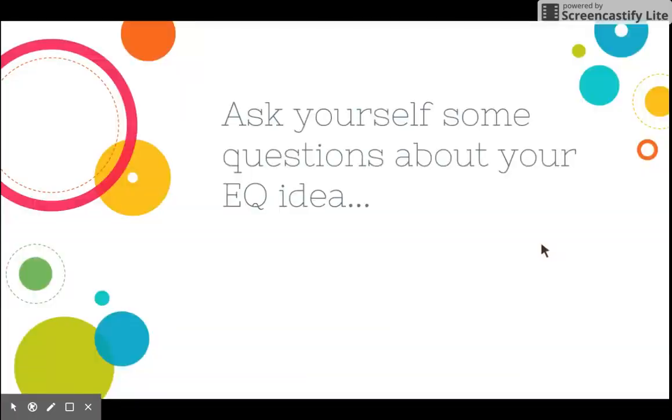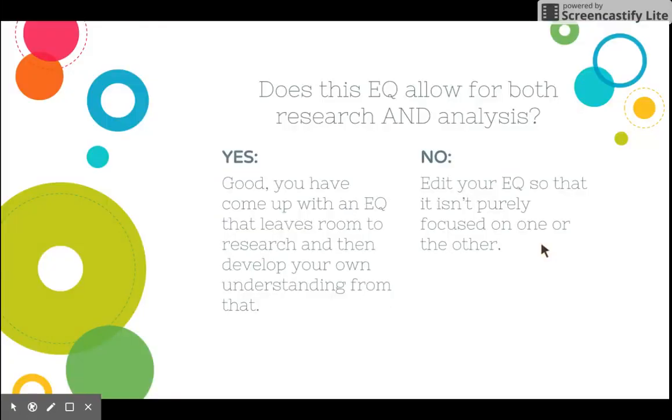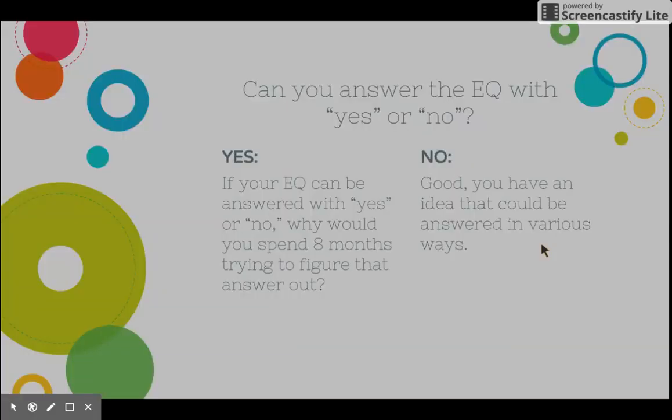So you're working on your EQ and you're jotting down some ideas. Here's some questions to ask yourself. All right, you generate your sort of first draft of your essential question. You look at it. Will it allow for both research and analysis? You should know what research is. You should know what analysis is. If you don't, ask a humanities teacher or a science teacher, I suppose. Sorry, math. So you answered yes, good. You've come up with a good EQ. Continue on. If not, keep working with it.